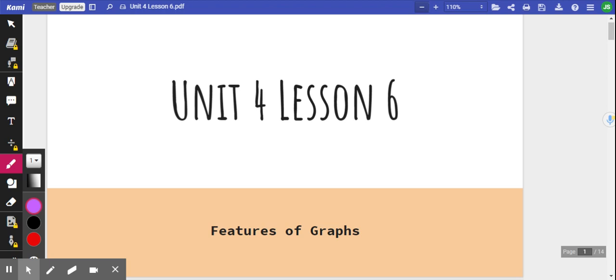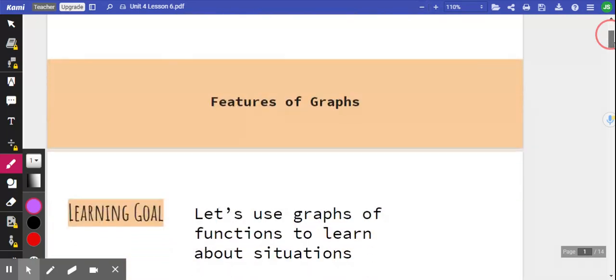Okay, so today, guys, in our function unit, we're going to be looking at lesson 6 from Illustrative Math, which is features of graphs. We also pulled some examples from Regents exams and some other ones just to go through. So there's a lot of vocabulary here. So if you need to pause at any time, please feel free to do so.